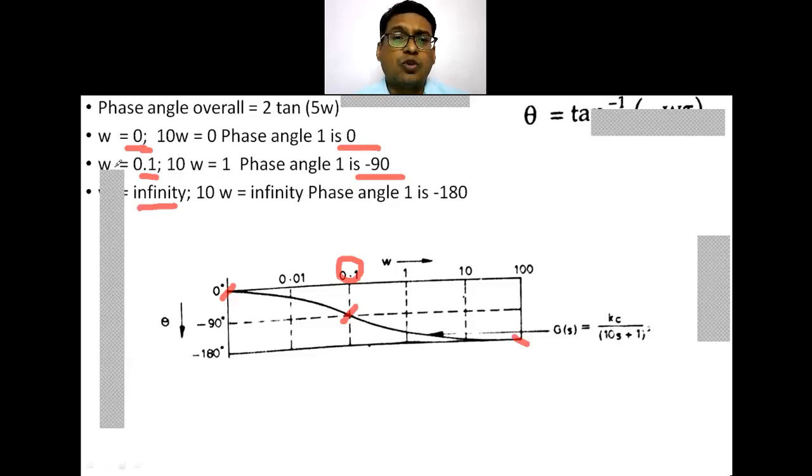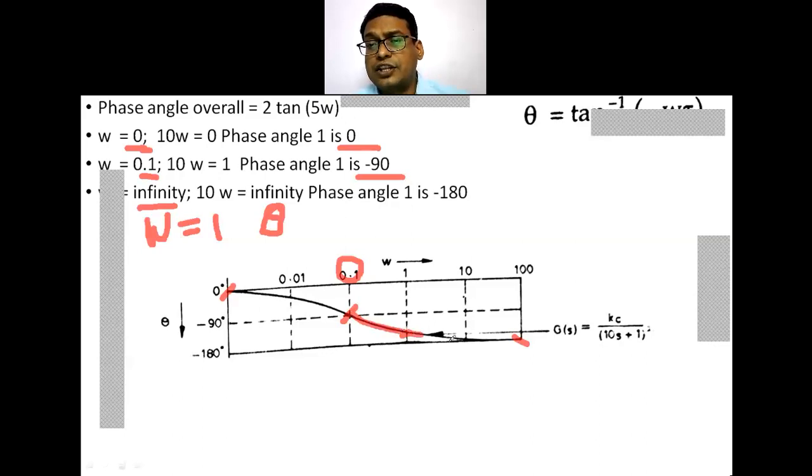Intermittently, I can also calculate omega equal to 1. The theta that can be calculated comes approximately to, say, 135 or so, whatever it is. So depending on these intermittent values, I will get the nature of the curve, something like this.